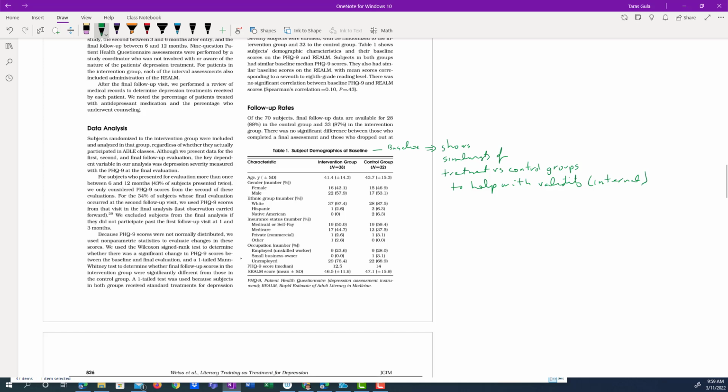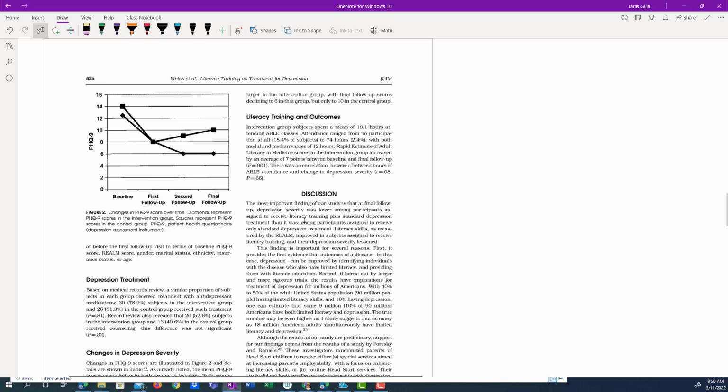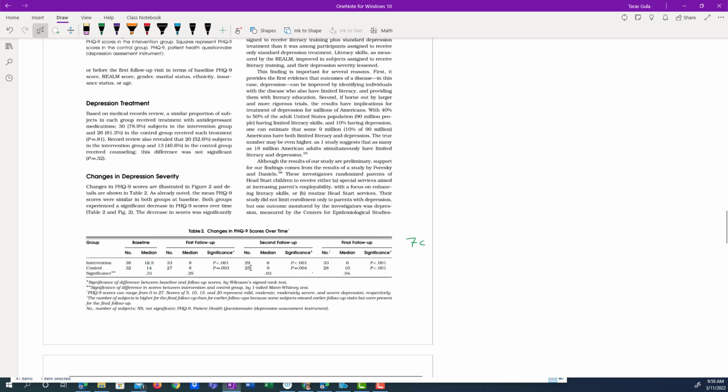Okay, so internal validity. Here we have a graph. Now it's still hard to tell. This looks like the PHQ-9 score, measured from 0 to 16. We see that it goes down. And then we have PHQ-9 scores. We're interested in the score, so we got the median of the score. Once you see that, you're comparing medians.